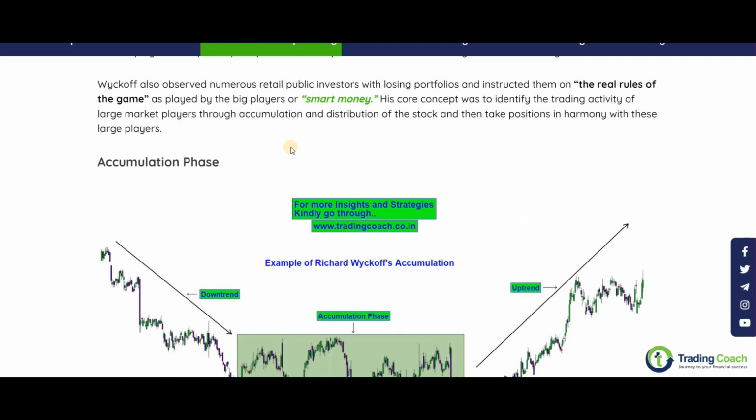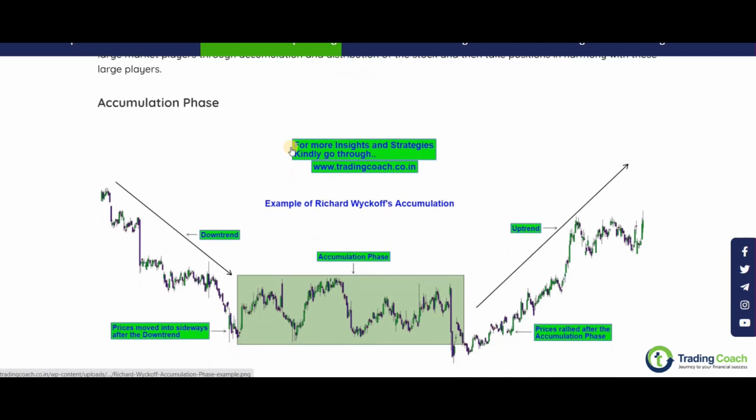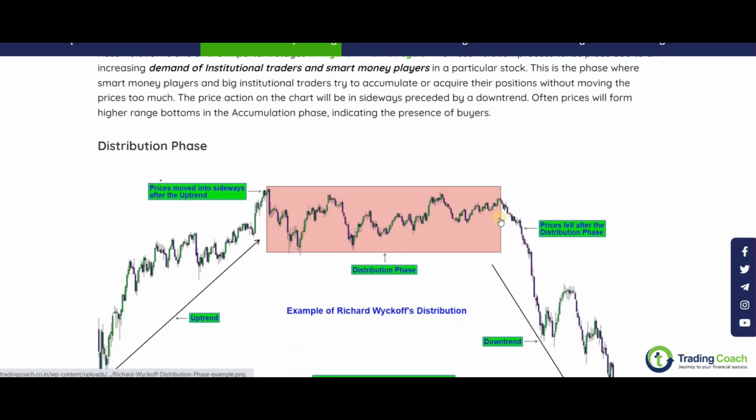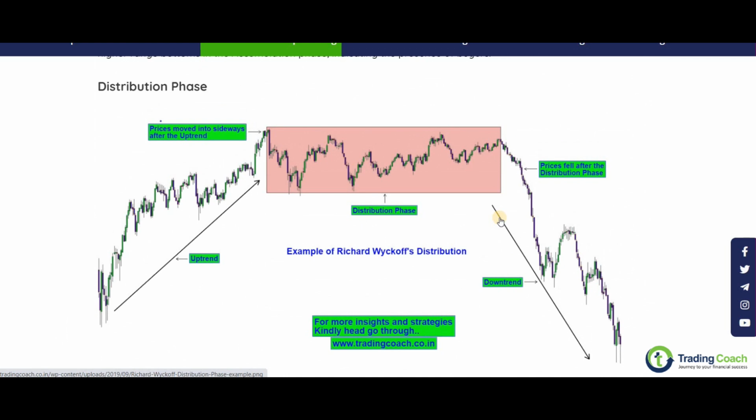So when we do that as a retail trader, we can get some significant edge in our trading process. You might have heard about some of the common terminologies of Richard Wyckoff techniques, such as the so-called accumulation phase, which is over here. And you might have also heard about another important concept, the so-called distribution phase, which is also a part of a market cycle. Right after the distribution phase, the prices are likely to fall, because as per Richard Wyckoff, the distribution phase is where the big traders or the institutions are actually selling the stock from their portfolio to the small traders.